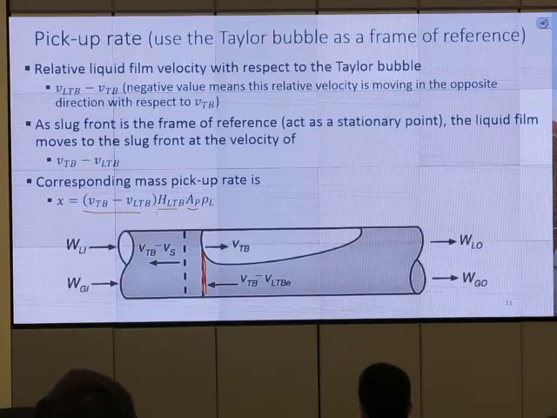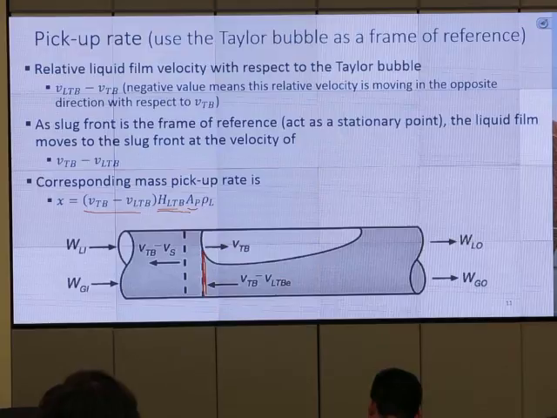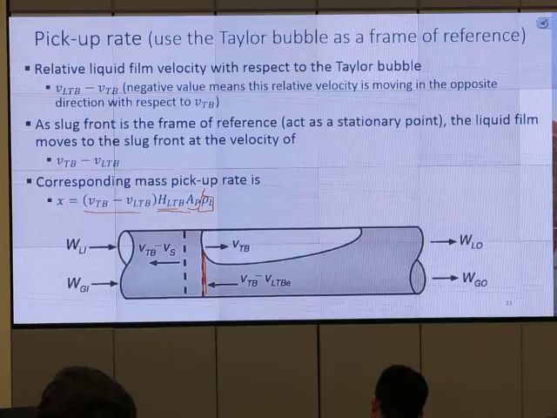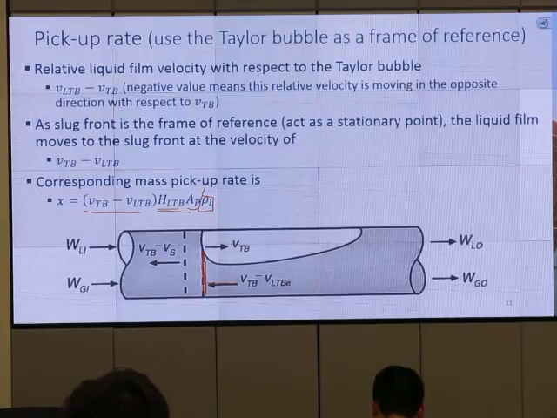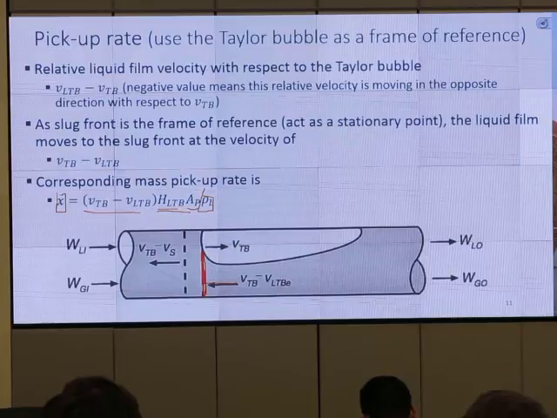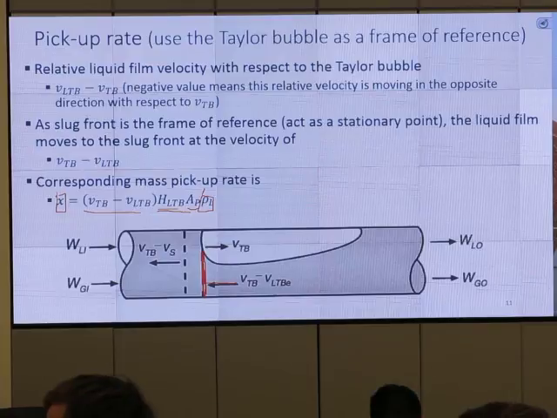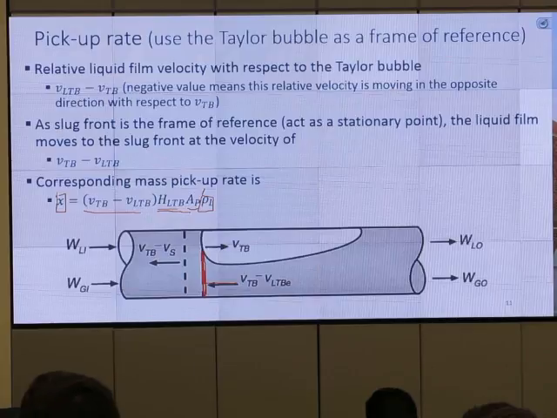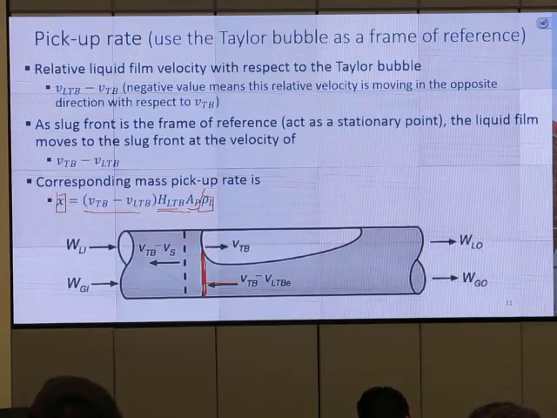So velocity times area is volumetric flow rate, multiplied by density, that gives us mass flow rate. So the mass flow rate going into this red boundary is that amount X. Relative velocity multiplied by cross-section area multiplied by density. What is X? X is the mass pickup rate, mass per unit time that goes into that red boundary.